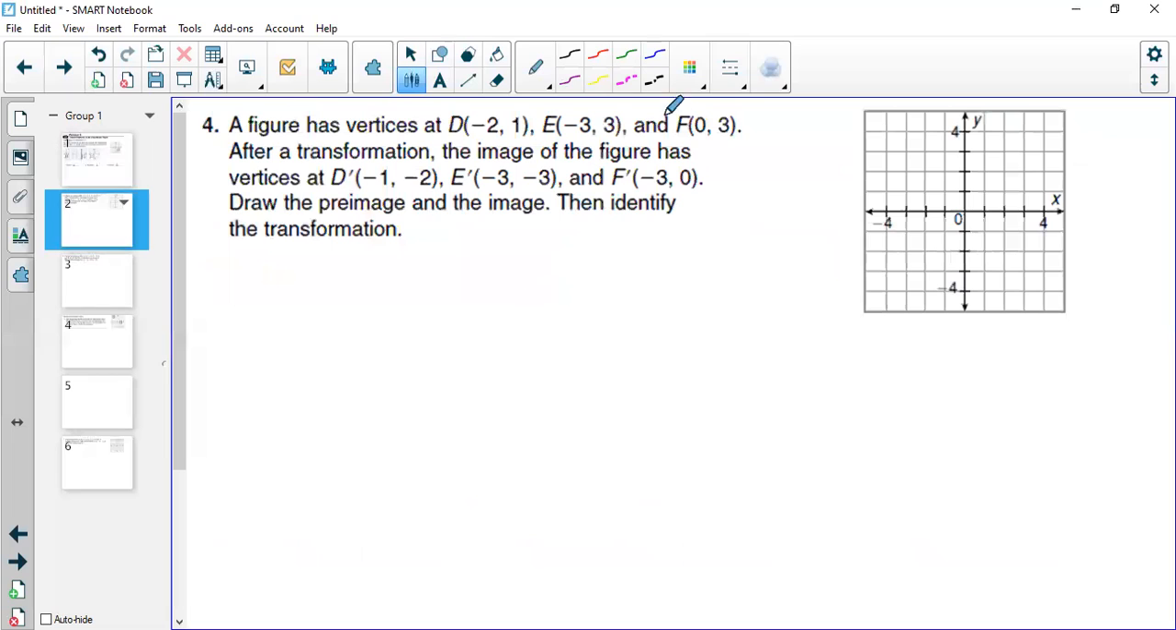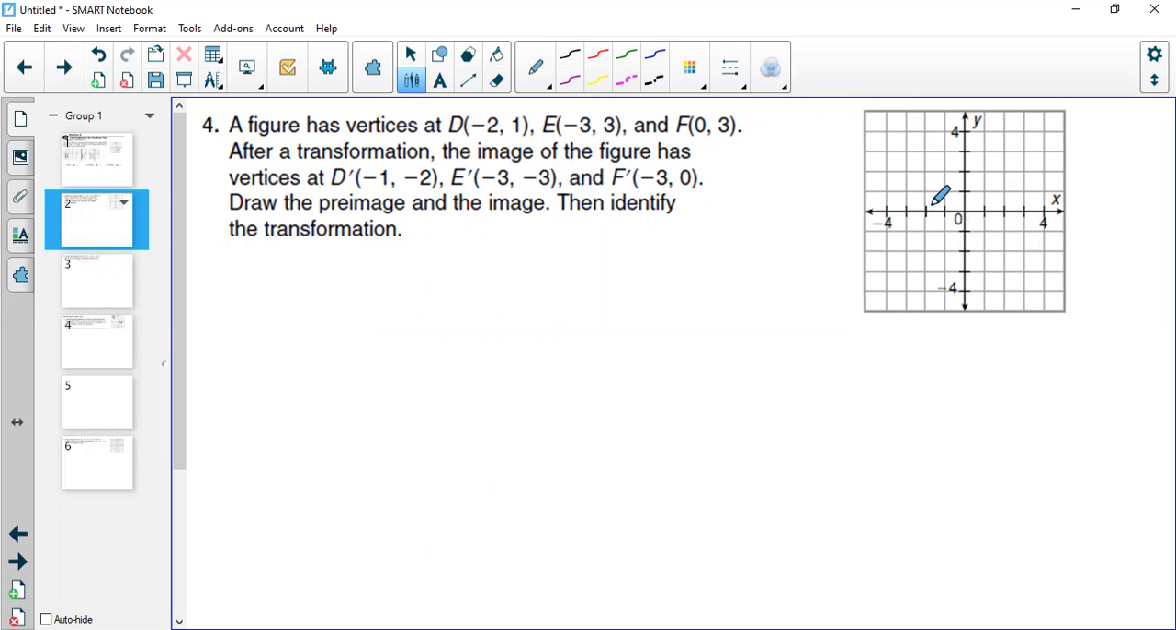So question number 2, a figure has vertices D is negative 2, 1. Okay, all the coordinates are given. So it's a triangle because I have 3 coordinates. After transformation, the image of the figure has these vertices. Draw the pre-image and the image, then identify the transformation. So let's see. First, let's draw the figure. First, let's draw the pre-image.